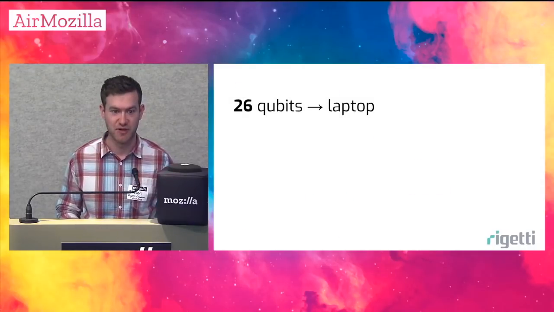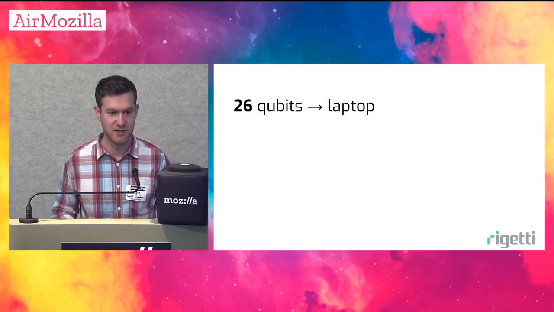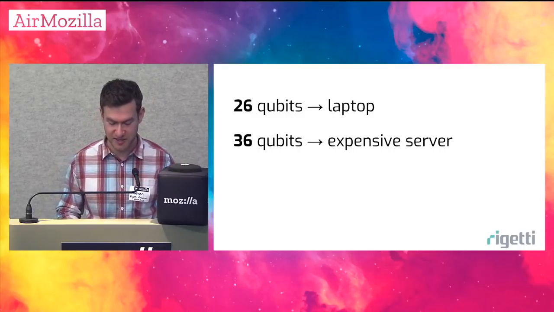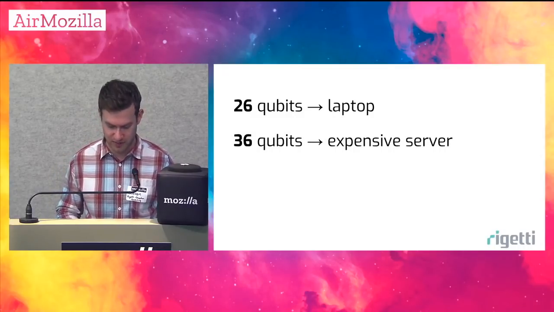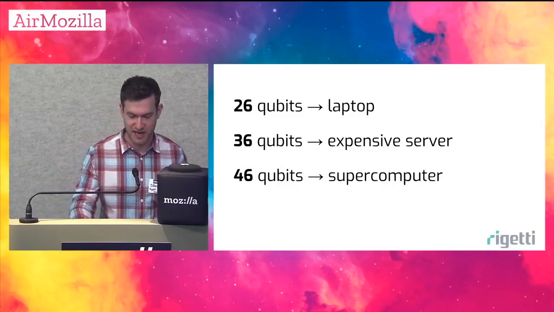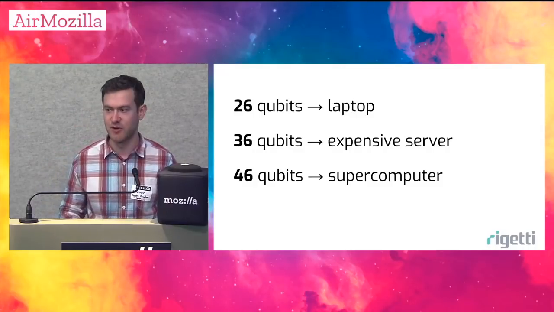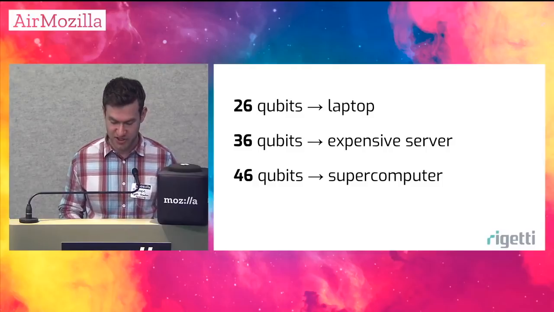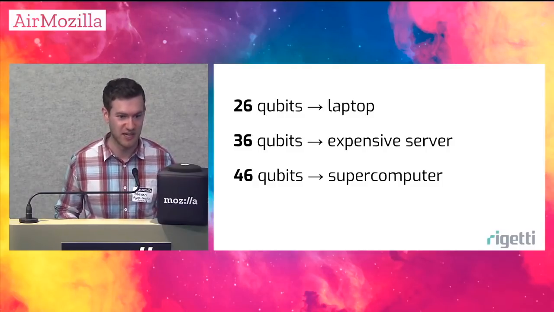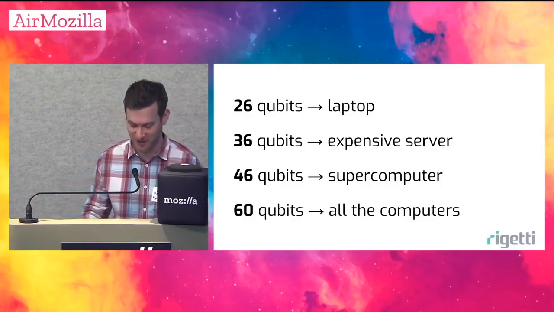So any modern laptop, including mine, can simulate a quantum computer of up to about 26 qubits. To simulate 36 qubits, you'd need an expensive server with at least 1 terabyte of memory. And at 46, this requires the help of a massively parallel supercomputer with a lot more memory. So every time you add an additional qubit, it multiplies the difficulty, such that at 60 qubits you'd basically need all the computers in order to fully simulate a quantum computer of that size.